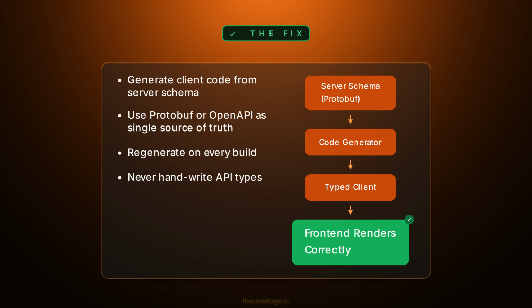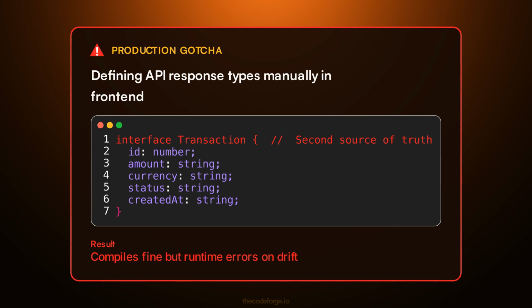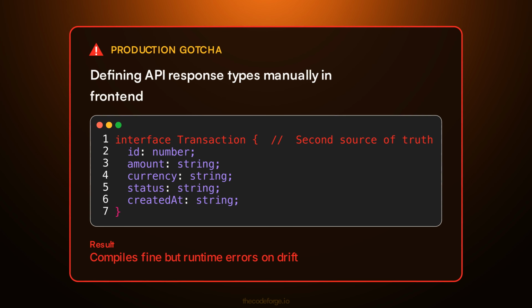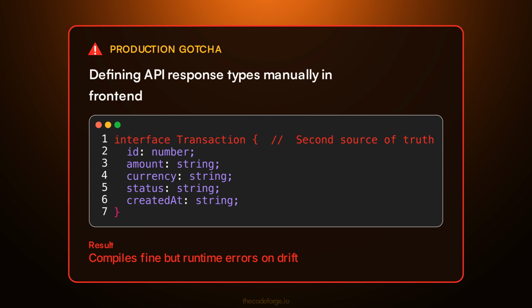Never handwrite API types. The compiler becomes your cheapest integration test. A front-end team defined their own API response types for 40 endpoints. After a backend refactor changed 8 response shapes, the front-end compiled without errors. The manually defined types matched the old shapes. TypeScript saw no issue. Runtime errors appeared in production because the actual data did not match the manual types.